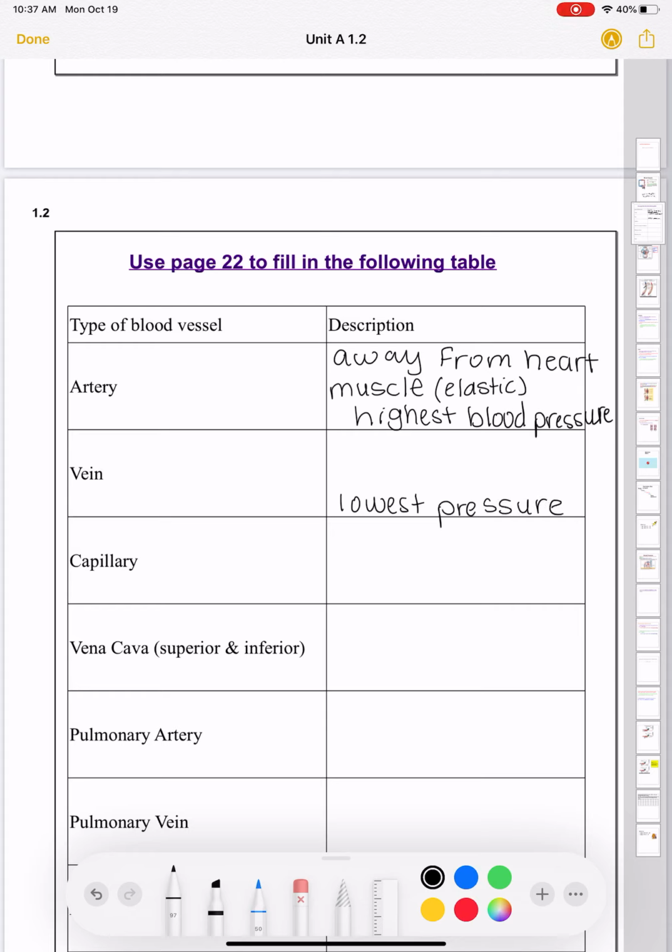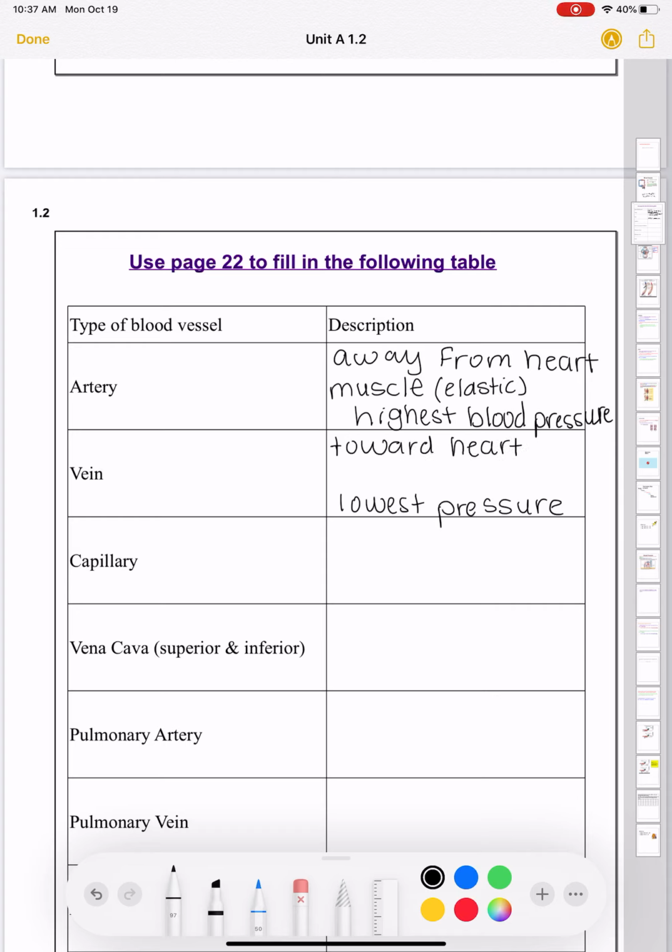And we said before that this is toward the heart. And they're not so muscular, they're more, I'm going to say rigid. So the rigid walls of it, they don't have as much elastic to them. But something about veins is that they have valves. So I'm going to write that in there.